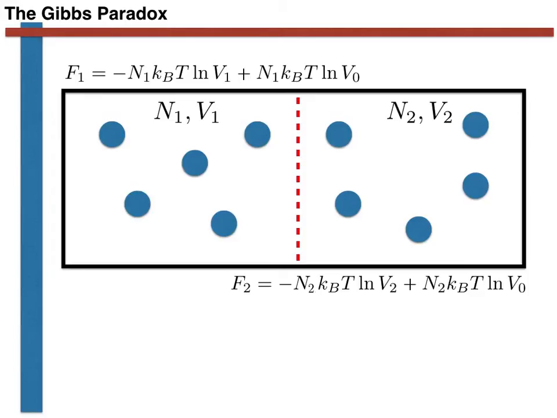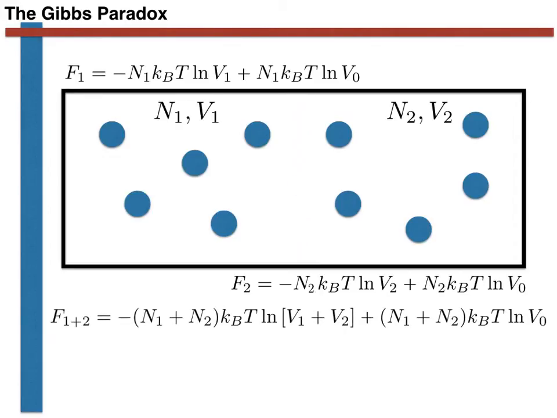The division we have introduced here is imaginary, however. What we have in actuality is N1 plus N2 atoms in a volume V1 plus V2. The free energy of this system should therefore be given by the expression shown here. Furthermore, the difference between what I've called F1 and F2 and F1 plus 2 should be equal to 0, as the division we introduced was imaginary. In other words, the manner in which we calculate the free energy of the system, whether we do it by considering subsets of atoms in partitions of the volumes and adding these together, or whether we simply calculate the free energy of all the atoms at one time, should be irrelevant.